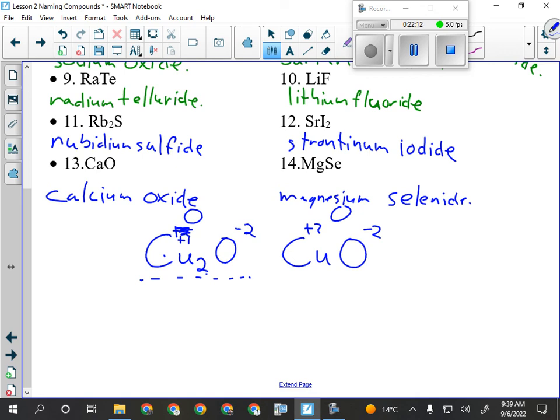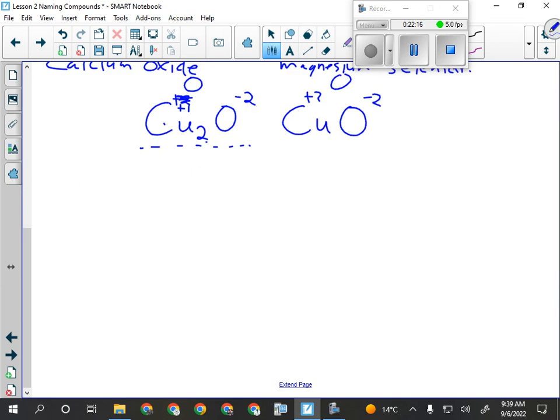So once I figure out the charge, then I can write the name. This is the copper with the 1+ charge, so I would call this stuff copper 1 oxide. This stuff I would call copper 2 oxide.